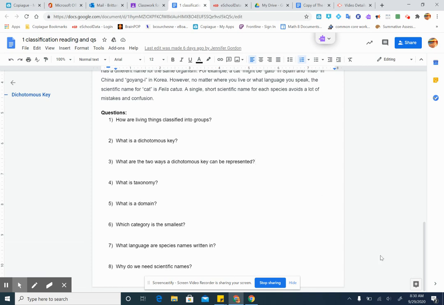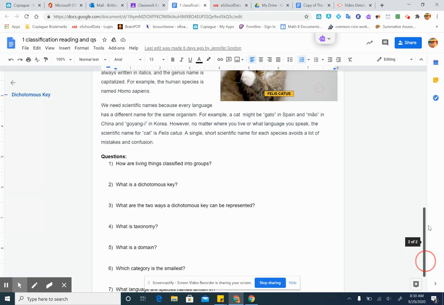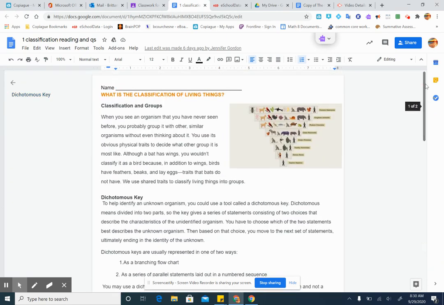So now that we've pre-read the questions, let's go to the article to read with a purpose. What is the classification of living things? Classification in groups. When you see an organism that you have never seen before, you probably group it with other similar organisms without even thinking about it. You use its obvious physical traits to decide what other group it is most like.